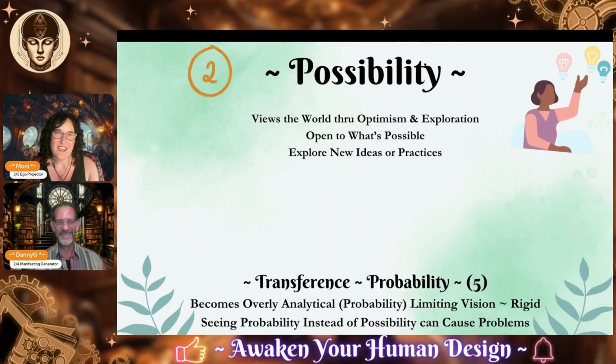Next up, we have color 2, which is possibility. And these people view the world through optimism and exploration, and they're open to what's possible, and they explore new ideas or practices. The transference or distraction that you will notice for color 2 possibility is probability, which is color 5, because 2 and 5 have that relationship. So with probability, someone becomes overly analytical, which limits their vision, and they become too rigid, and they start seeing probability instead of possibility, which can cause problems.